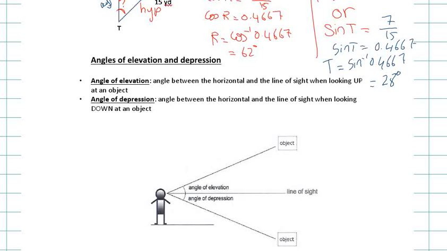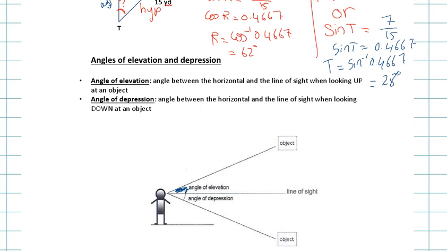Okay, so again, if I'm looking at an object at the ceiling, there's an imaginary horizontal line coming out of my eyes, and then another line going from my eyes to the object. That measure from the horizontal line to the object is called the angle of elevation. Okay? So it's always measured from the horizontal up. Angle of depression is measured from the horizontal down.